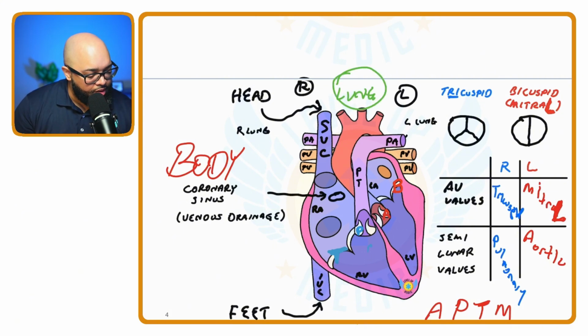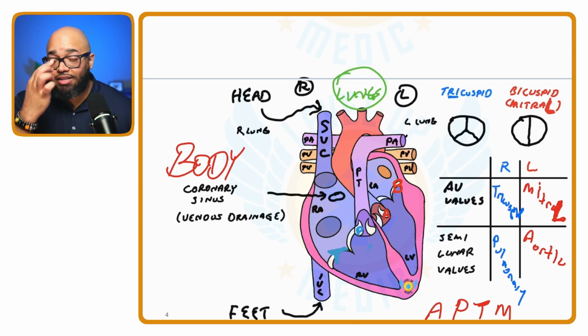Okay, or lungs. Let's make that lungs. So where are we right now? Blood has gone, it came into the right atrium, got to the right ventricle, went to the pulmonary trunk, and now it's made it to the lungs. From the lungs, this is where blood gets oxygenated.